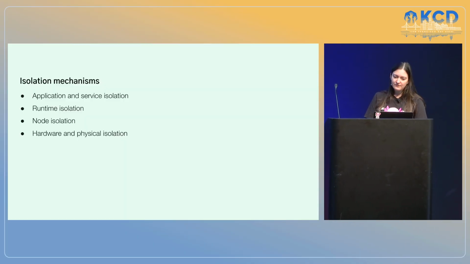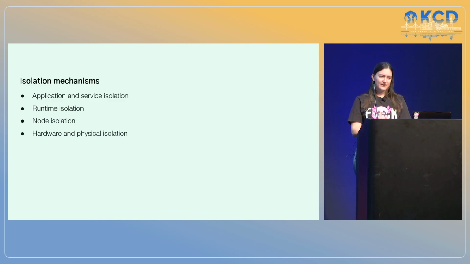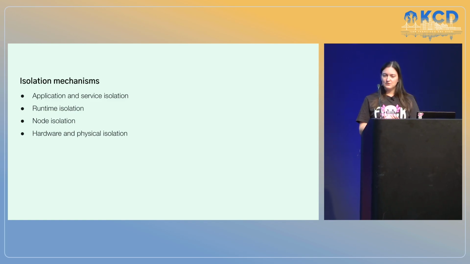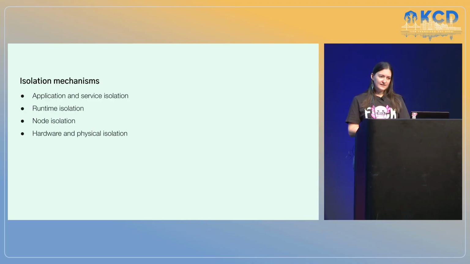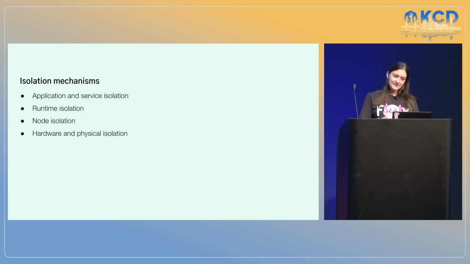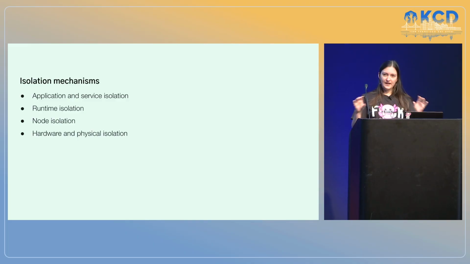So I'm going to categorize the different isolation mechanisms that are out there into 4 different categories, which I think is a useful way of thinking about the different approaches to this problem. The first is application and service isolation. This is things like namespaces, things that operate within the operating system to make it more like its own little box as promised. There's runtime isolation, things that go one step down and use something like a hypervisor to really keep the runtime separate. There's node isolation, which is more of an architecture design to keep things isolated, and hardware and physical isolation, which is things like confidential computing or hardware-level boundaries between things.